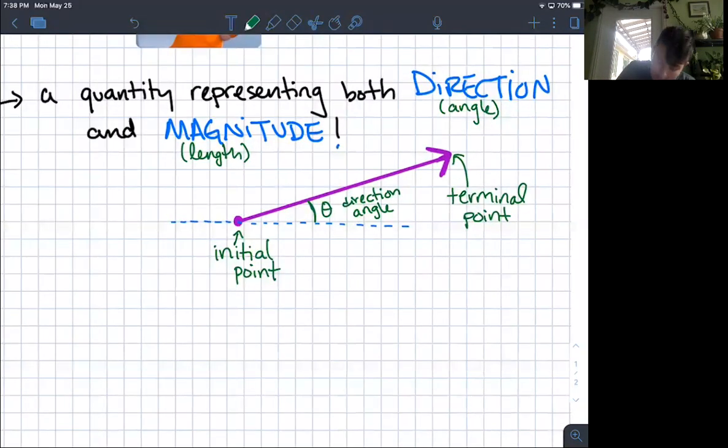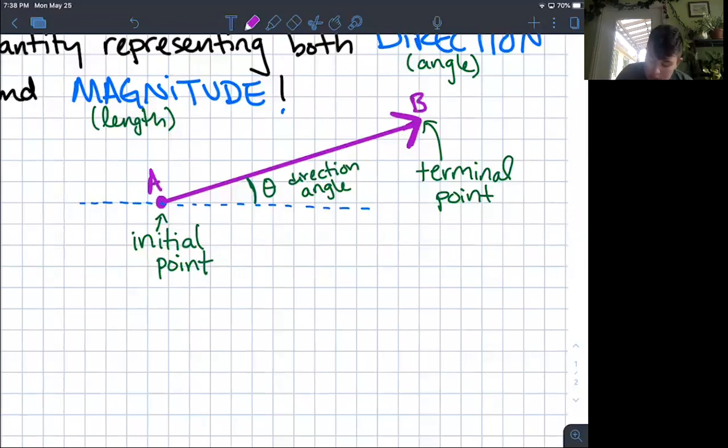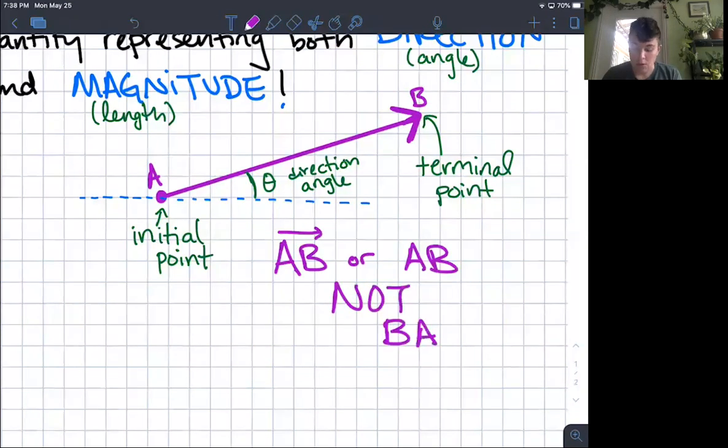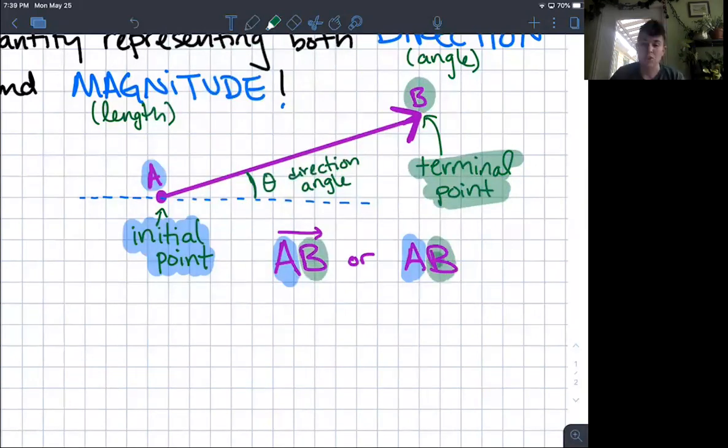Now, the notation for writing vectors, let me go through this real quick. If this was A and then B, this would be vector AB. Sometimes there's an arrow over it, sometimes there's not. But I want you to know that vector AB is not the same as BA. Those two are not equal to each other. If you put the letters backwards, you're going to be headed in the opposite direction, which is going to be, well, bad. So don't do that. Initial point is the first letter. The terminal point is the second letter. So just make sure you keep that condition because it is very, very important.